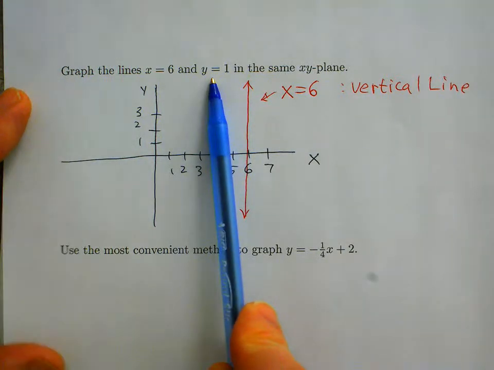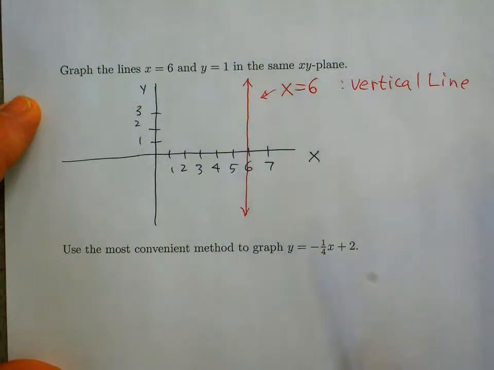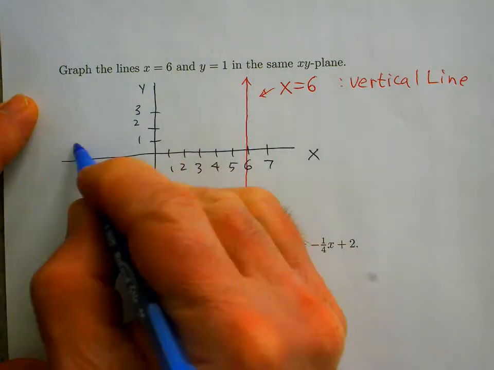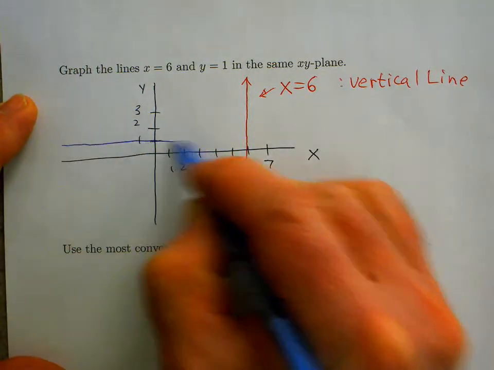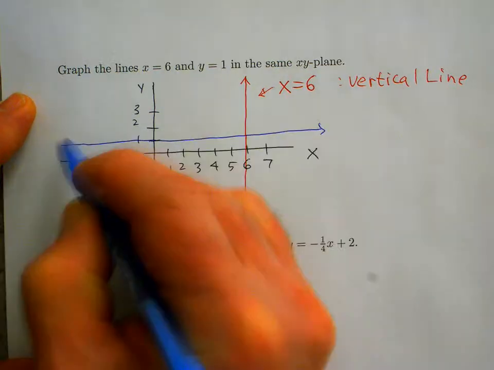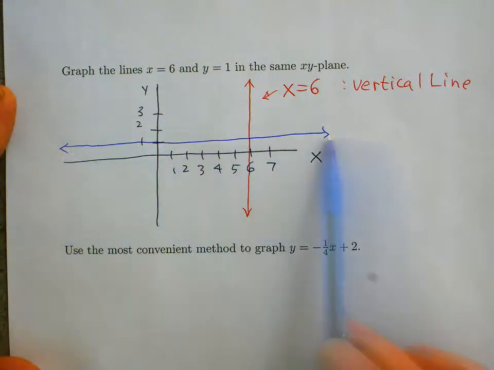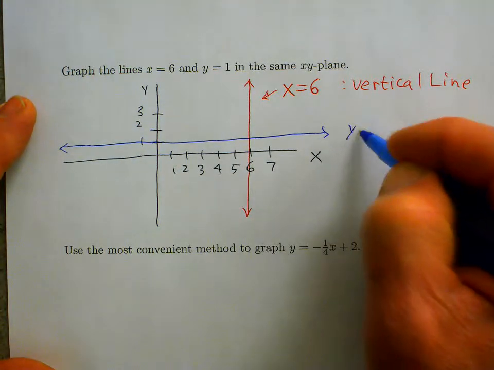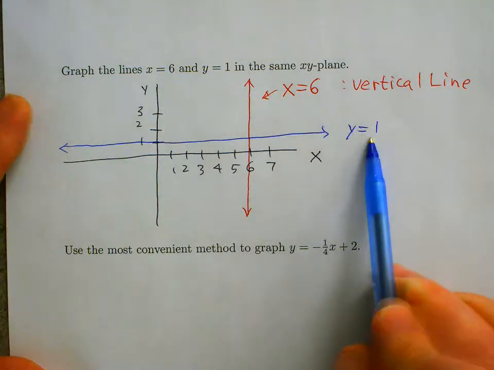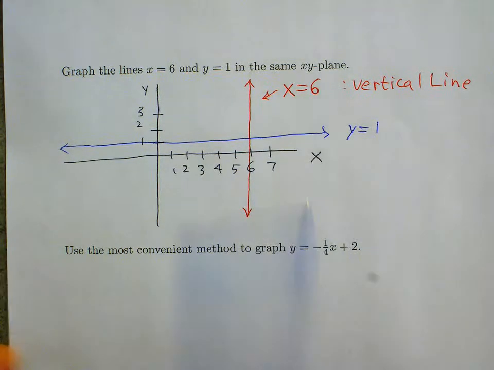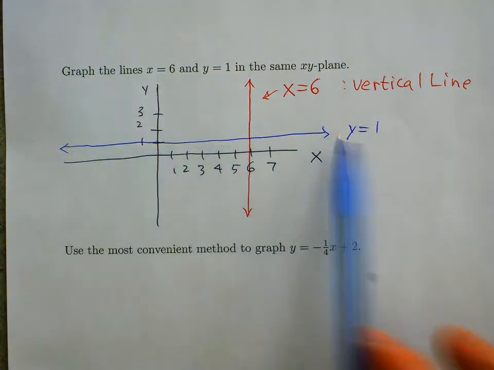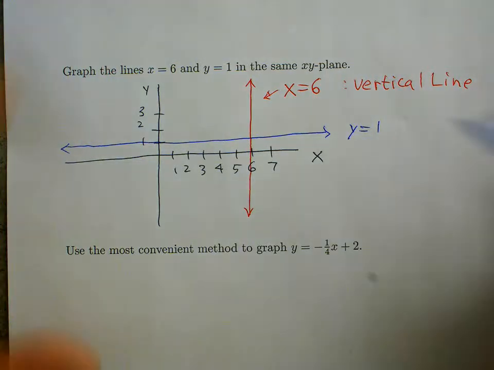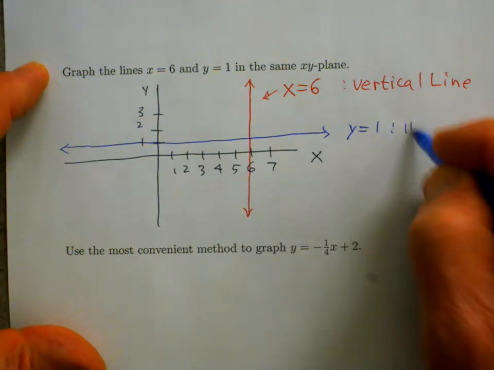y equals 1. This is a horizontal line. On the horizontal line, every point has the same y-coordinate of 1. So the equation for that horizontal line is y equals 1. This is horizontal.